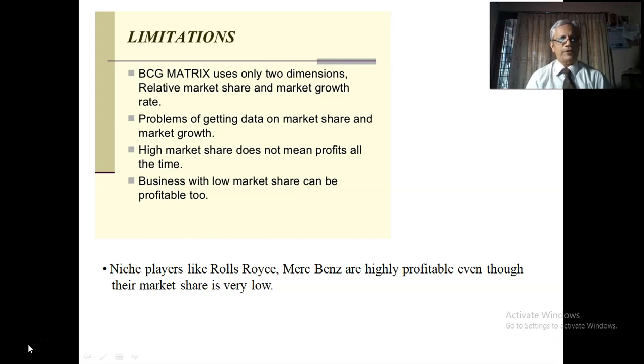But one important point here is that a business with a low market share can be profitable also. That's one of the major limitations of this particular matrix, because niche players like Rolls-Royce, Mercedes-Benz and all that are highly profitable, but their market share is very low. So in niche marketing, this concept actually doesn't hold good. Otherwise, this BCG matrix broadly helps the organization to study their various products or portfolios and come to a good conclusion.